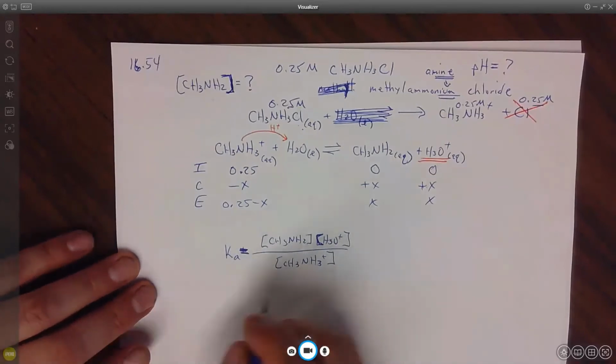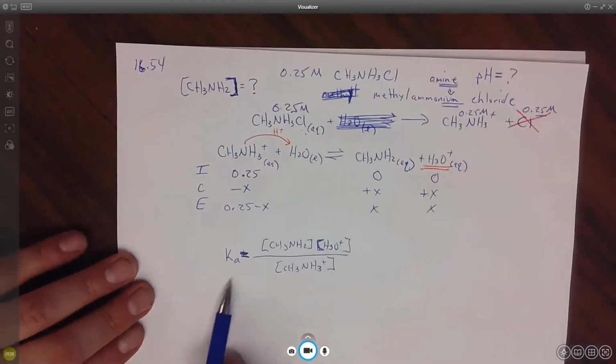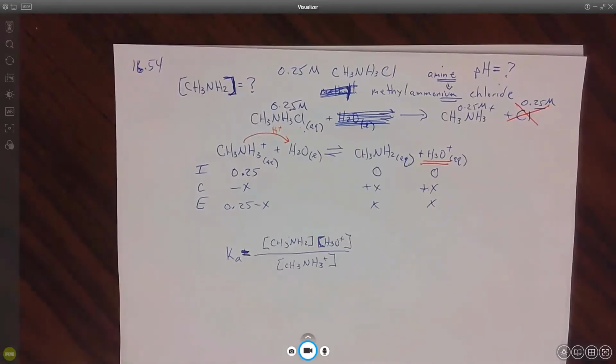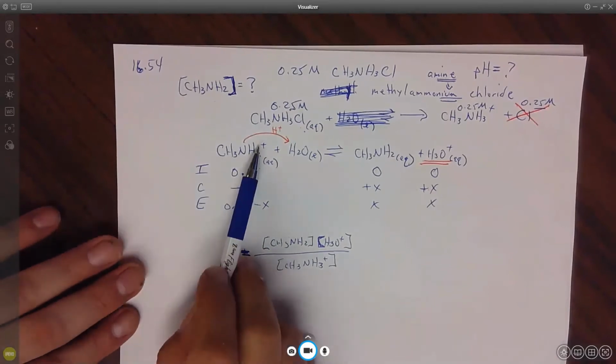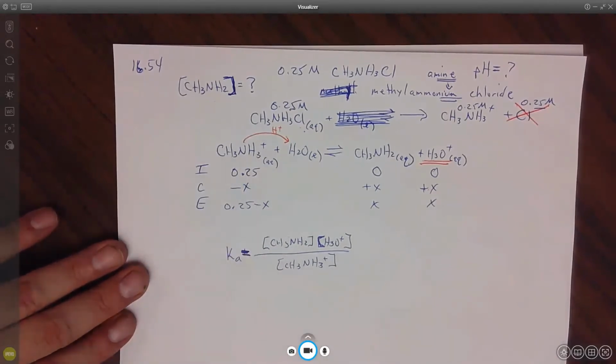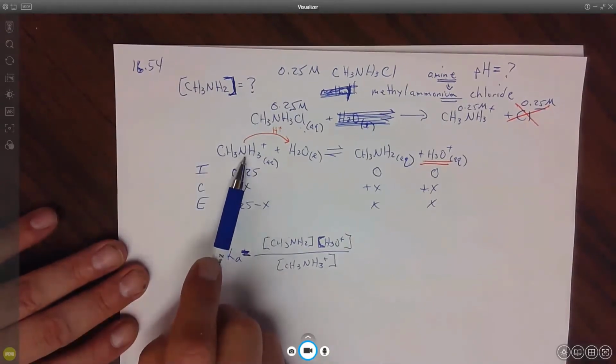Okay, so now we could plug, well, wait a minute. What is the Ka? Where am I going to get that value? I don't think you can get it directly. We can't, because we generally can't get the Kas or Kbs for ions. So this is the conjugate acid of what base?